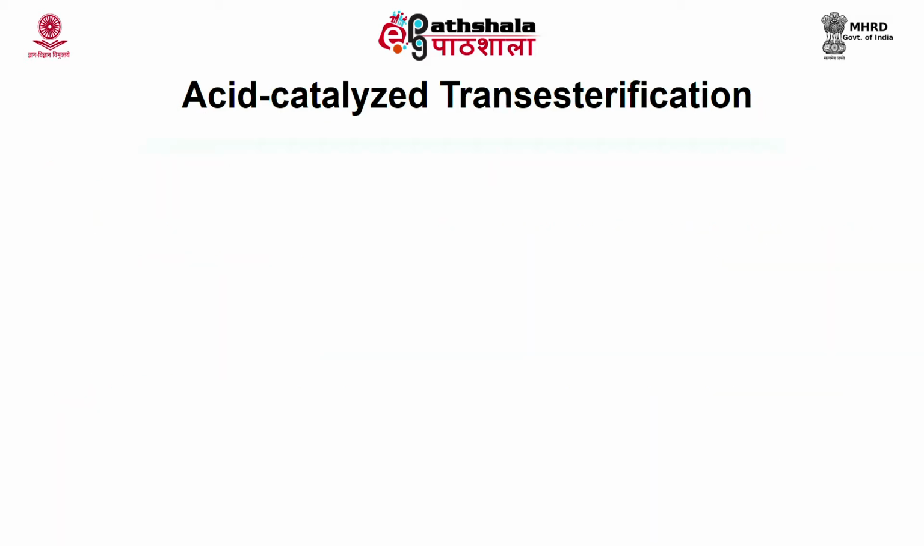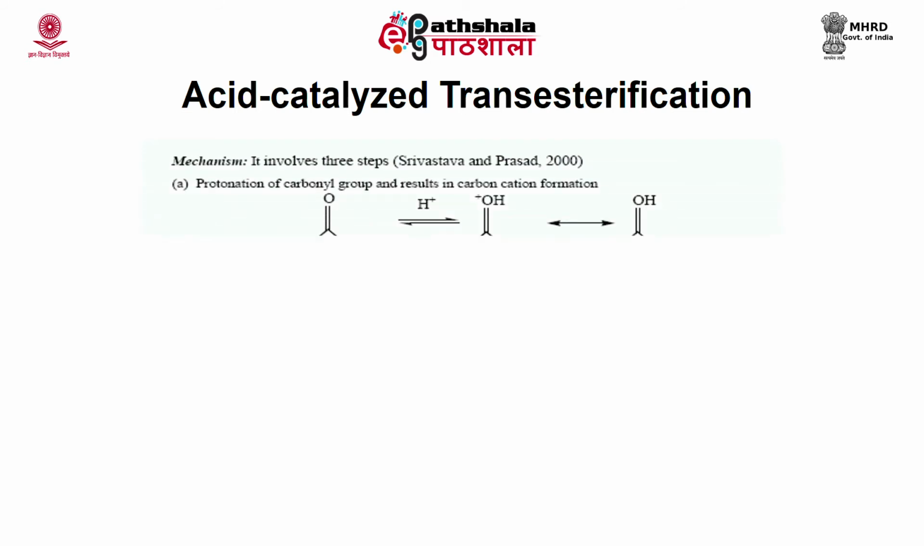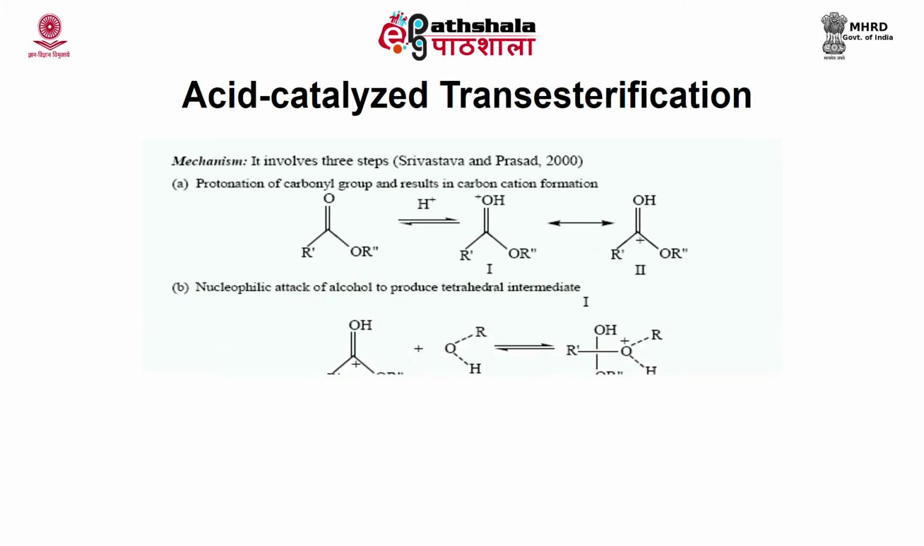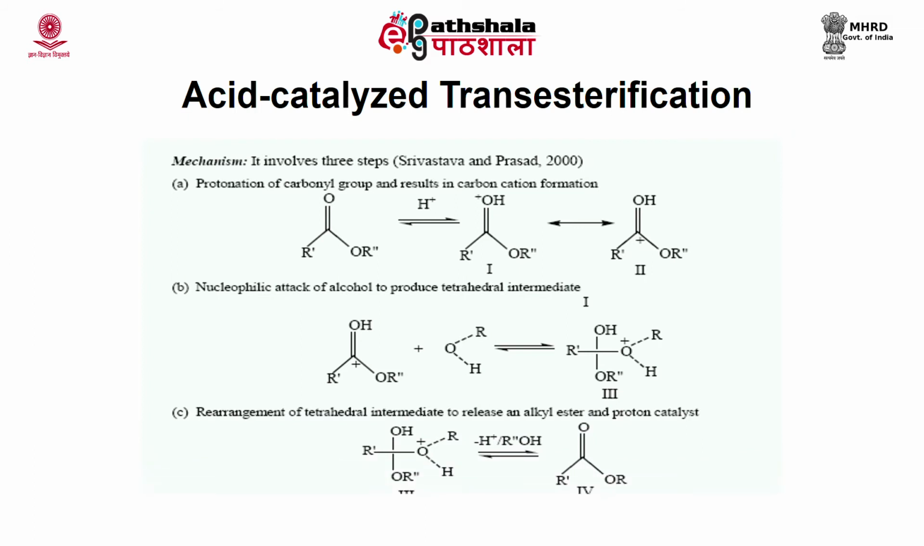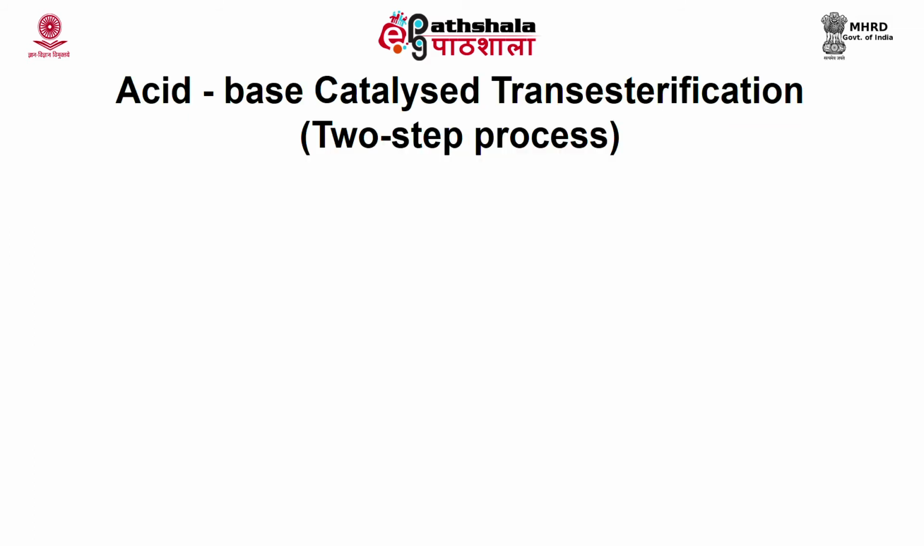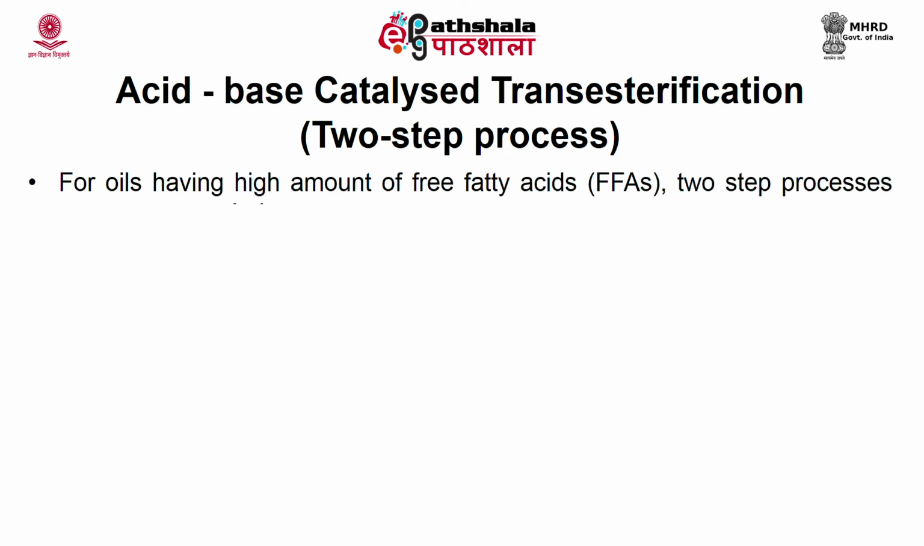process. This mechanism involves 3 steps: protonation of the carbonyl group, which results in carbocation formation; nucleophilic attack of alcohol to produce a tetrahedral intermediate; and rearrangement of the tetrahedral intermediate to release an alkyl ester and the proton catalyst. So, a 2-step process, that is acid base catalyzed transesterification, has an advantage over the individual base catalyzed or acid catalyzed transesterification. For oils having a high amount of free fatty acid, this 2-step process was recommended.